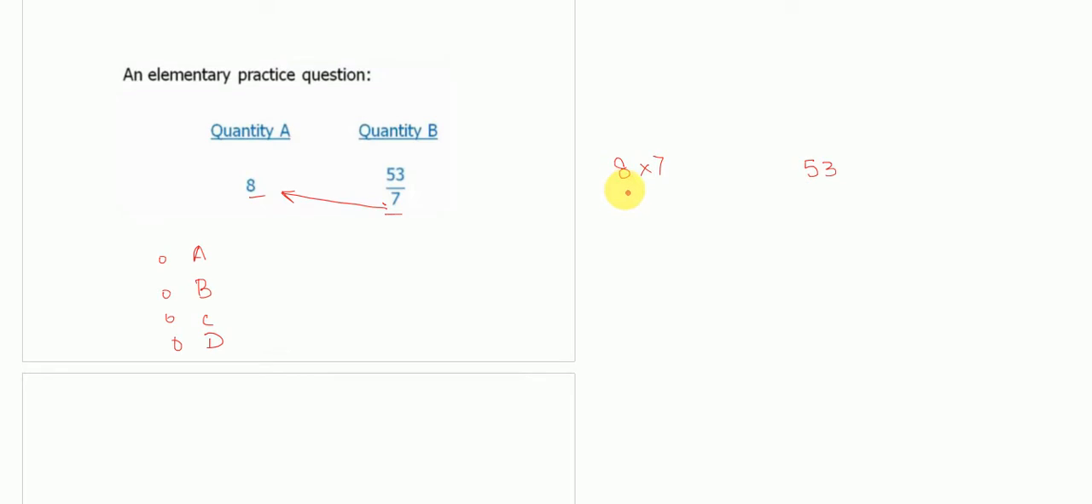Now 7 times 8 is 56, and this is column A and this is column B, and under column B we have 53. So clearly 56 is greater than 53. Now think about it. What should be our right option to choose? Yes, that should be option A, because A is always greater than B. Since these are numbers, not variables, it's very clear that 56, no matter what happens, would always be greater than 53. Okay, that was an easy one.